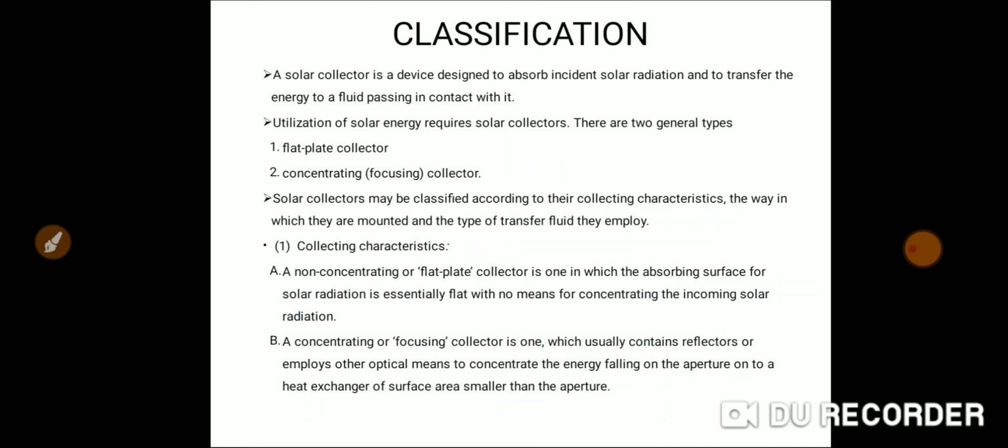The classification of solar collectors. A solar collector is a device which absorbs solar radiation and transfers the energy to the fluid passing in contact with it. So all the solar radiation is absorbed by the solar collector, and the solar collector transfers this energy to the fluid that is in contact with this device. The solar collector is classified into two types: flat plate collector and concentrating or focusing collector.